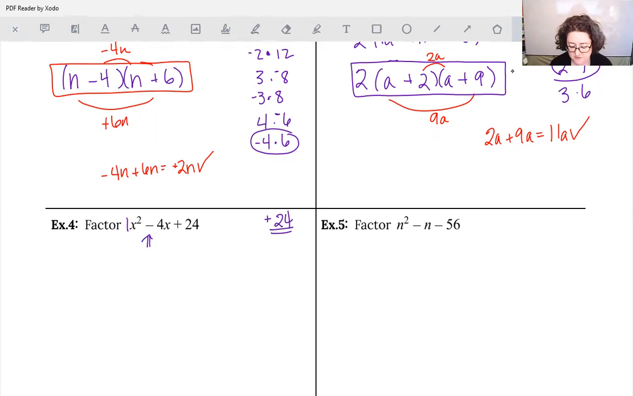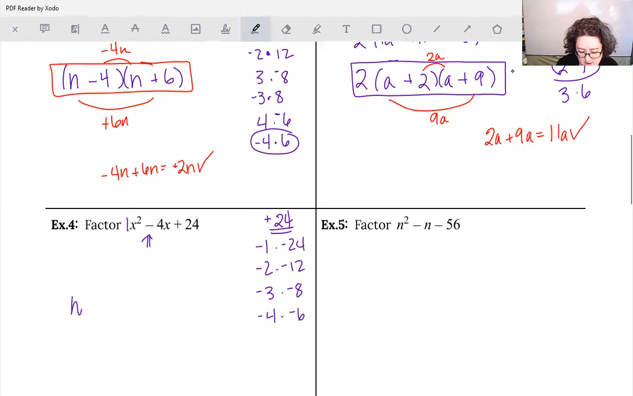So again, let's brainstorm some factors. We could do -1 times -24, -2 times -12, -3 times -8, -4 times -6, and then we start repeating our factors again. So which of these could we add up to make a -4? Well, wait a second. We have a problem here. None of these add up. So is it possible that we just don't have a factorable expression? Absolutely. Since none of those factor pairs are going to work, this is not factorable.